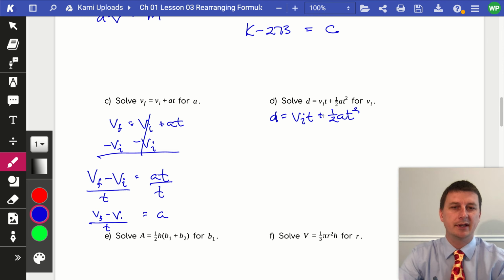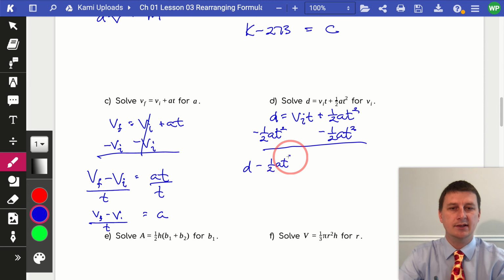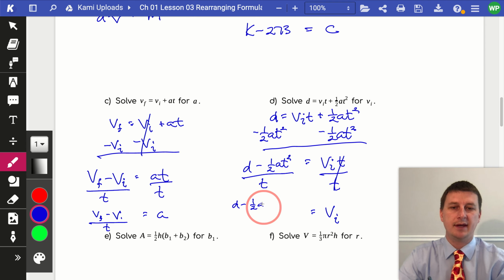So the first thing I'm going to do is I'm going to undo the addition here by subtracting 1 half at squared. Yes, just subtract that entire blob of constants and variables all at the same time. Nothing is a like term, so I'm going to keep it separate as d minus 1 half at squared is equal to v sub i times t. And I'm getting v sub i by itself, it says. So this is being multiplied by t, so I'm going to divide both sides by t. And that's going to give me a final answer of v sub i is equal to d minus 1 half at squared divided by t.